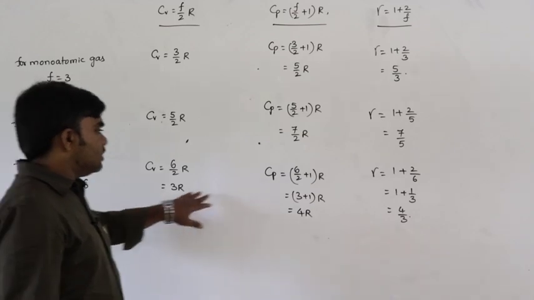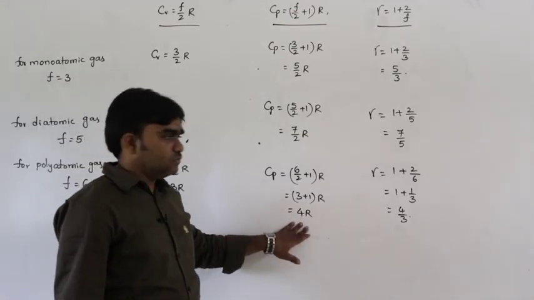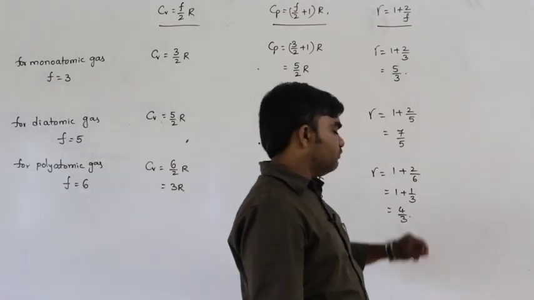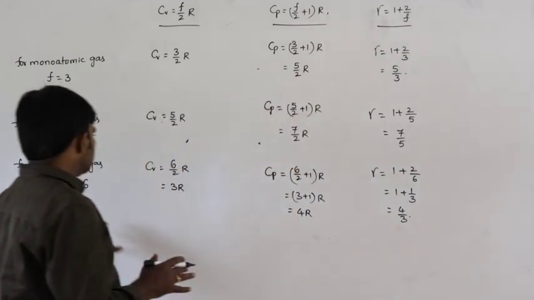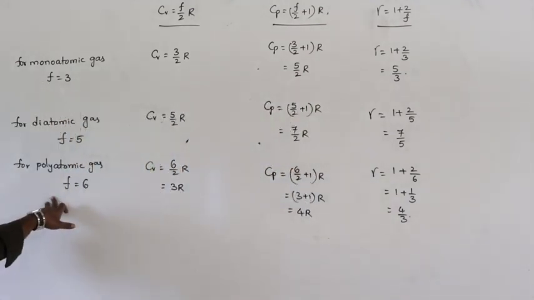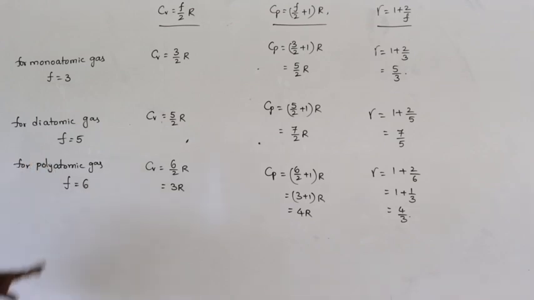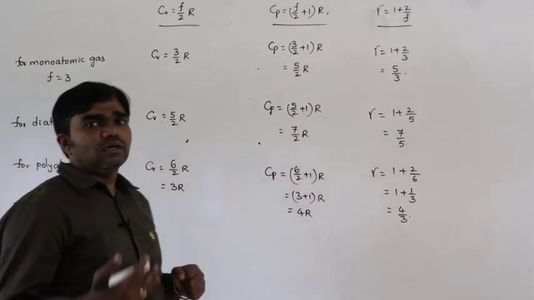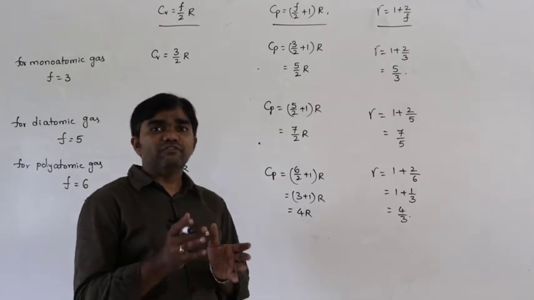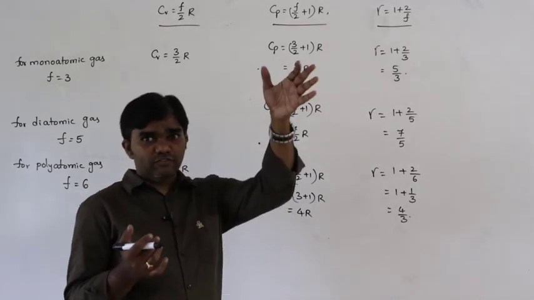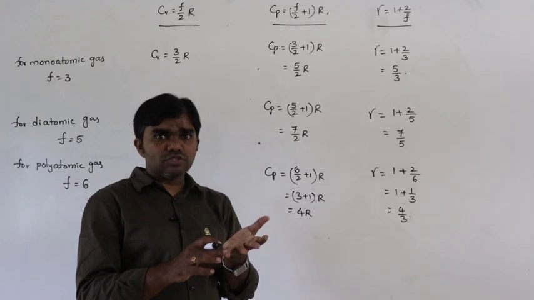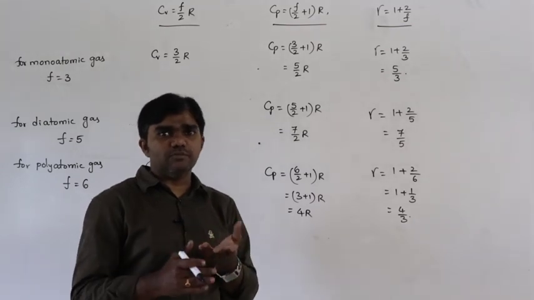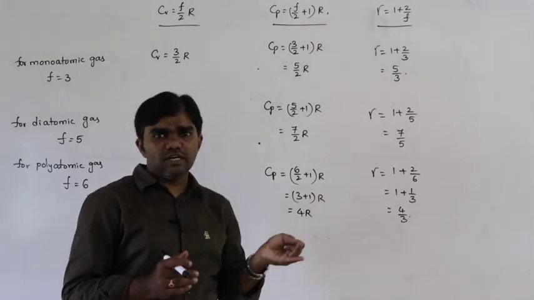That is 3R. What is the value of Cp? That is equal to 4R. What is the value of gamma? 4 by 3. So everything depends on degrees of freedom here. Degrees of freedom means the number of possible independent ways a particle has when it is left free in space: 3 rotatory motions, 3 translatory motions, 3 oscillatory motions. Here we are not considering oscillatory motions.